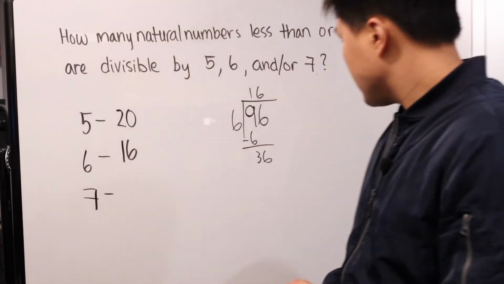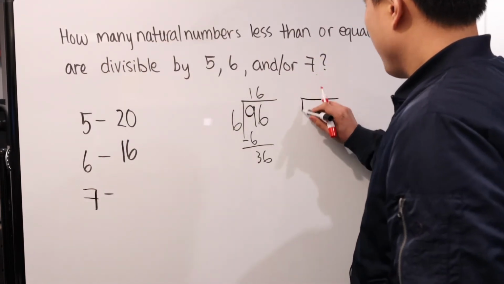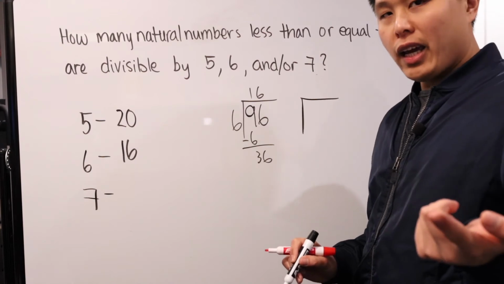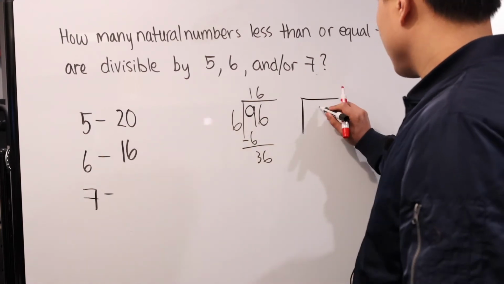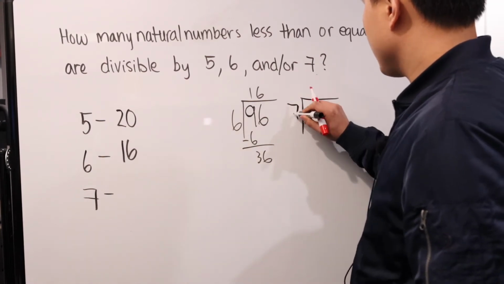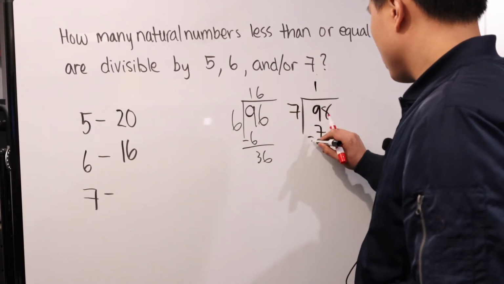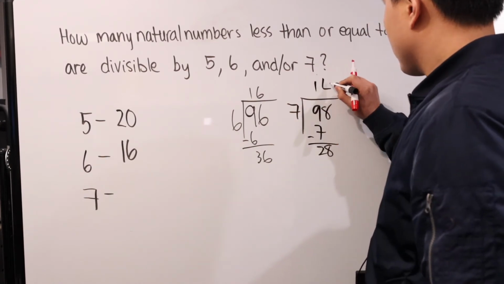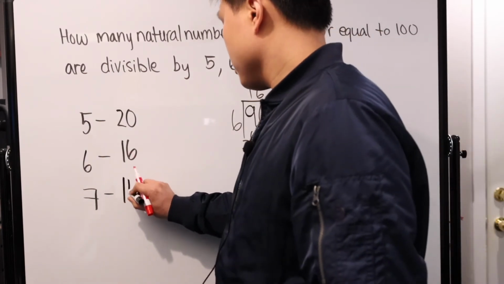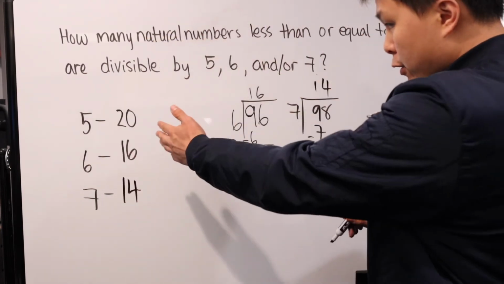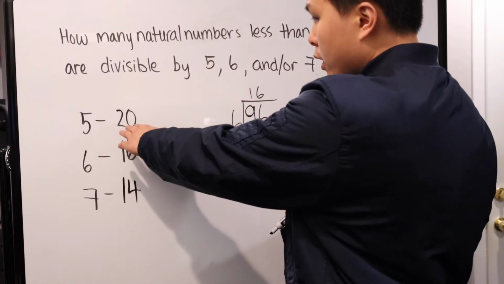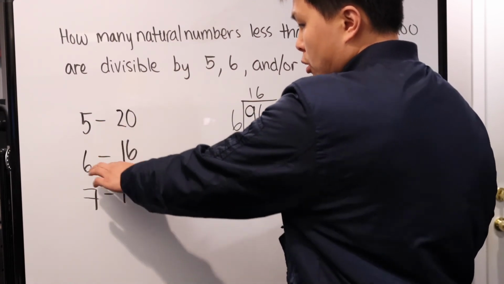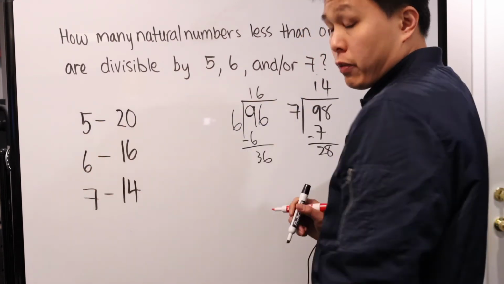Well, in this case, 7, 99 probably won't, 98, I think it might work. Let's try 98. 98 with 7 goes here once, 7 subtract 28, that's 14. Okay, cool. So there we go. So we just found each and every one of them individually, right? 20 numbers divisible by 5, 16 numbers divisible by 6, and 14 numbers divisible by 7.